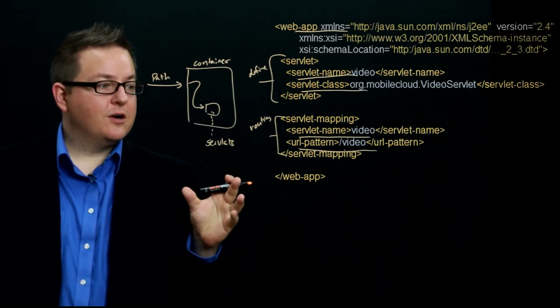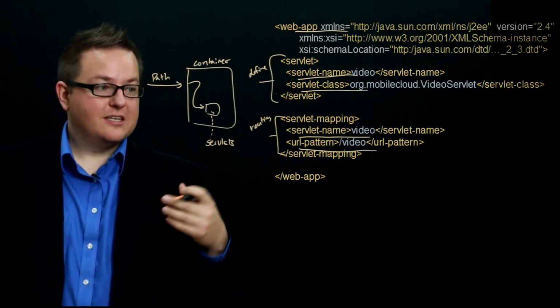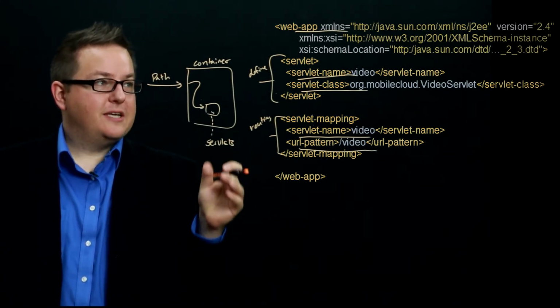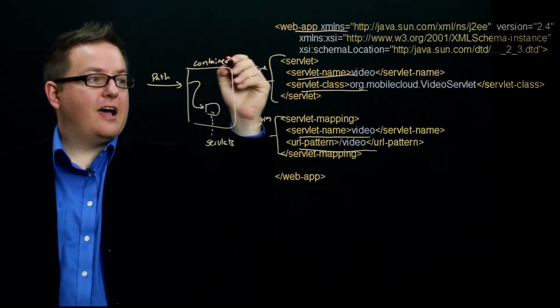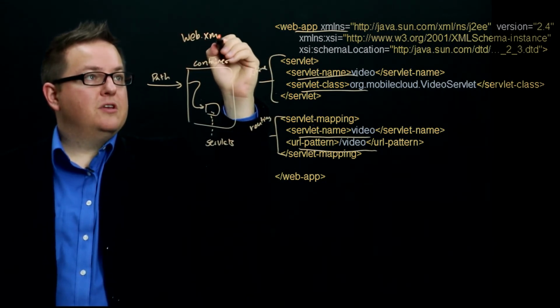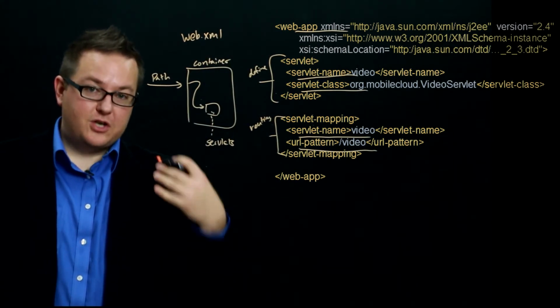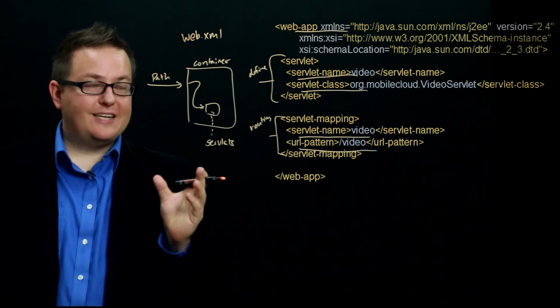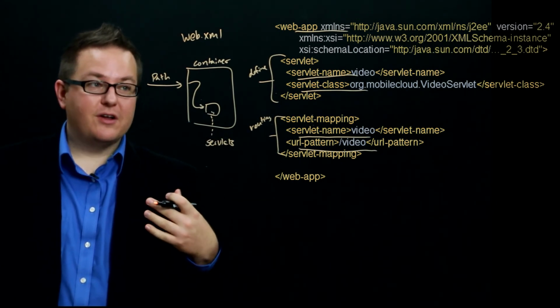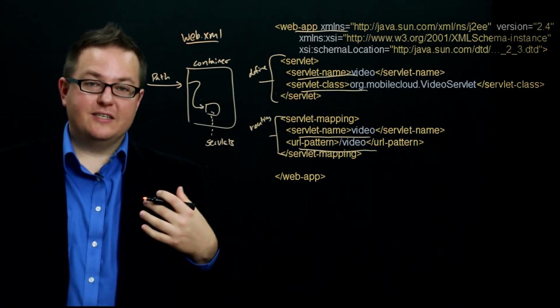Now, as we'll see later, we're going to actually use a finer grained and more advanced routing mechanism, but for now, this is the basis. This is what goes inside of a Web.xml file. And a lot of newer applications don't use Web.xml. They use Java-based configuration, but the vast majority of applications that are out there still use Web.xml. So it's important to know what it is and how it works.